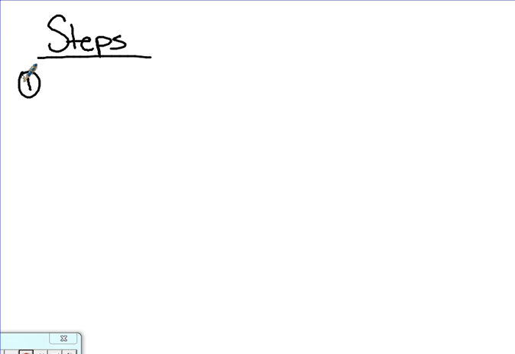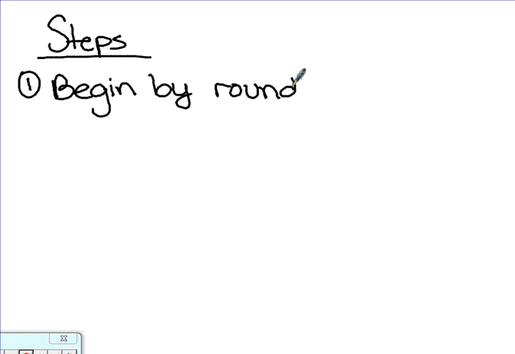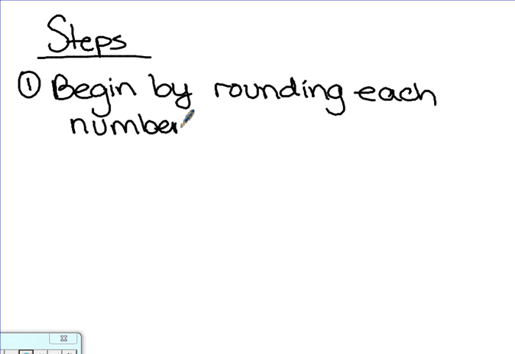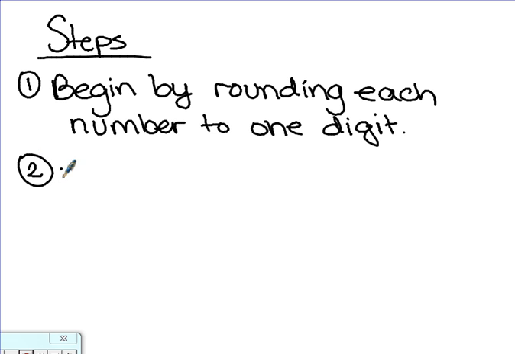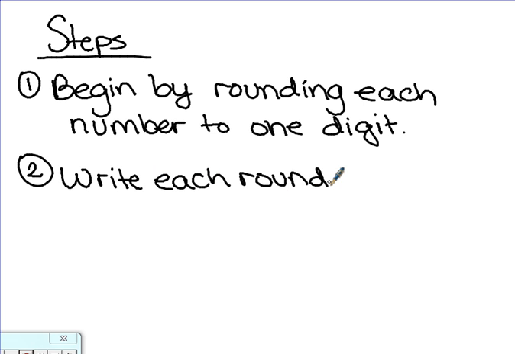Step 1, begin by rounding each number to 1 digit. Step 2, write each rounded number in scientific notation.